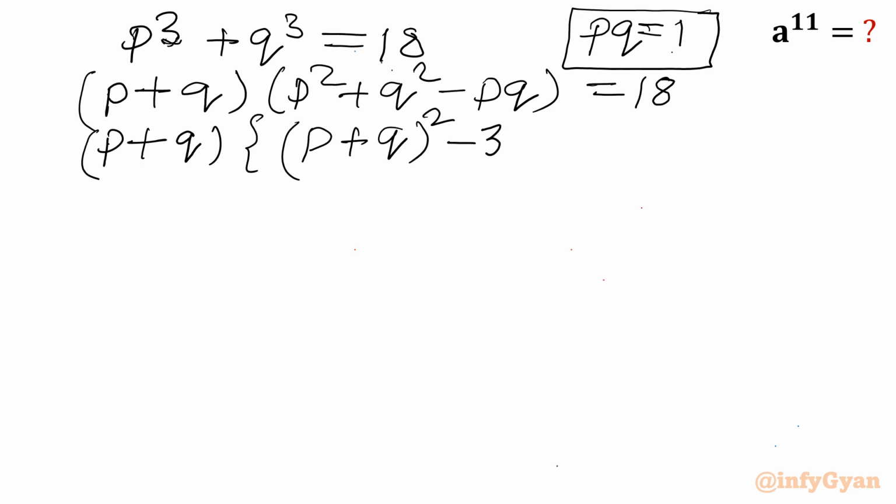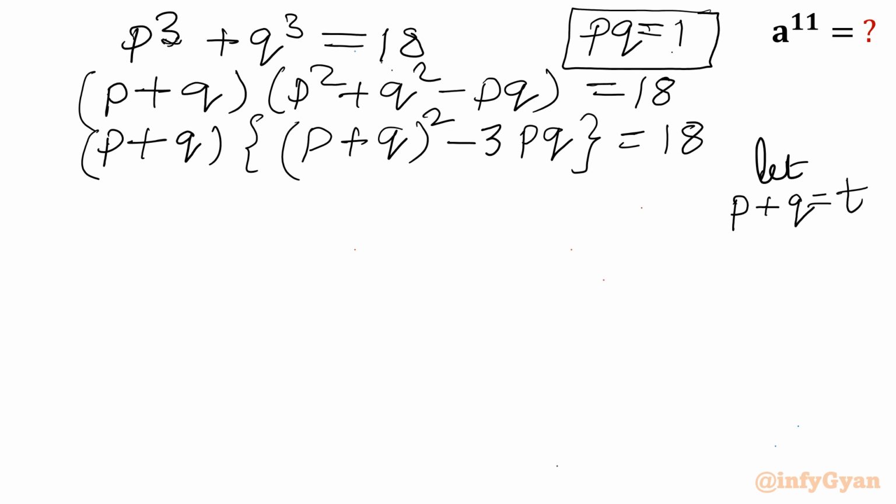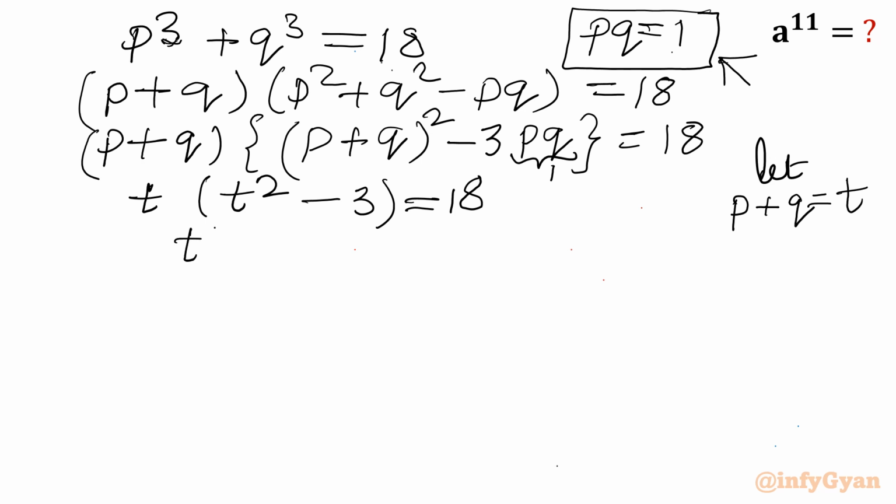And then I need to write minus 3Q to balance our equation equal to 18. Now let us consider P plus Q equal to T. So I can write here T in bracket T square minus PQ, which is 1. So here we can write 1. So the value will be minus 3 equal to 18. T cube minus 3T minus 18 equal to 0.